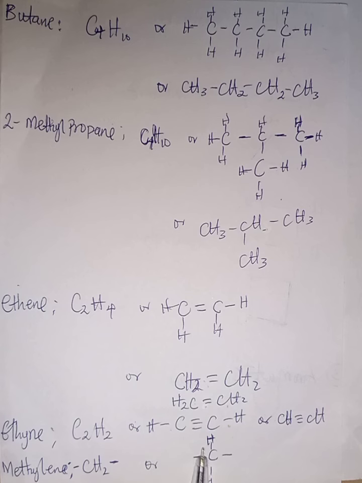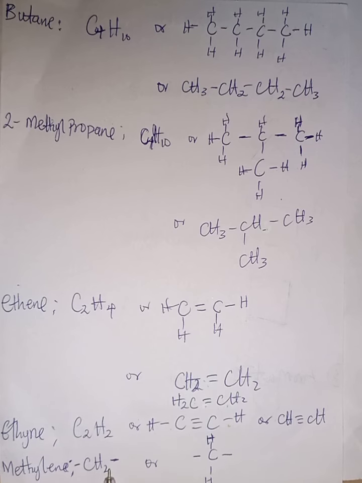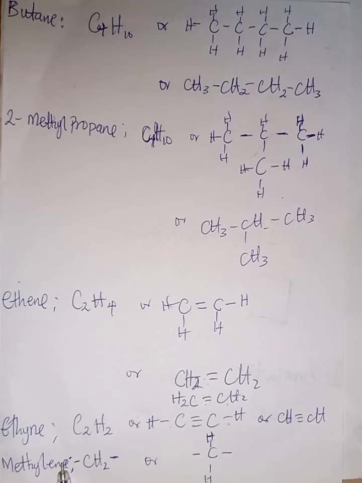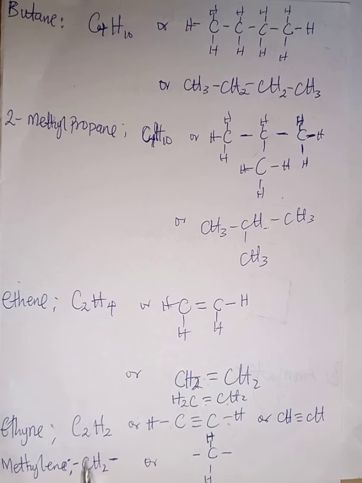But if you see a compound like this, let's say C, you have a bond here, you have a bond there. Okay, let me just show you this one. We have CH2. There's a bond there, there's a bond there. That compound is called methylene. That's what we call it. Methylene molecule. Or just write it like C, we have a bond here, we have a bond here, we have H here. This one is called methylene.